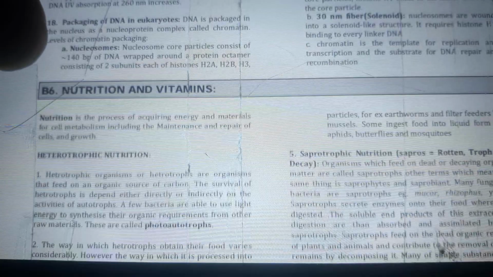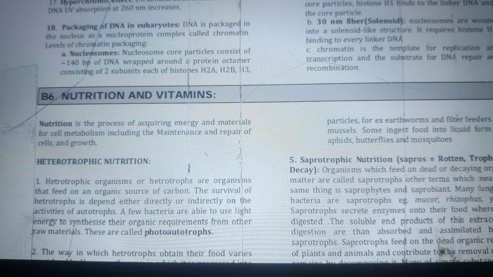Hyperchromic effect: on denaturation of dsDNA into ssDNA, DNA UV absorption at 260 nanometers increases. Packaging of DNA in eukaryotes. DNA is packaged in the nucleus as a nucleoprotein called chromatin.